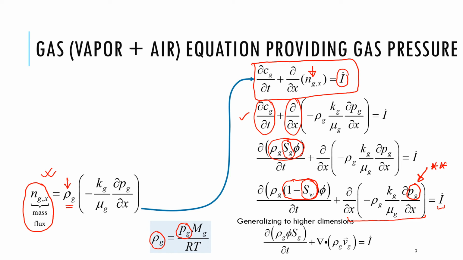Finally, we write the equation in a general form, and again in this one, the unknown that we're solving for is this velocity, which is written in terms of the pressure. So pressure is the unknown. This gives pressure.